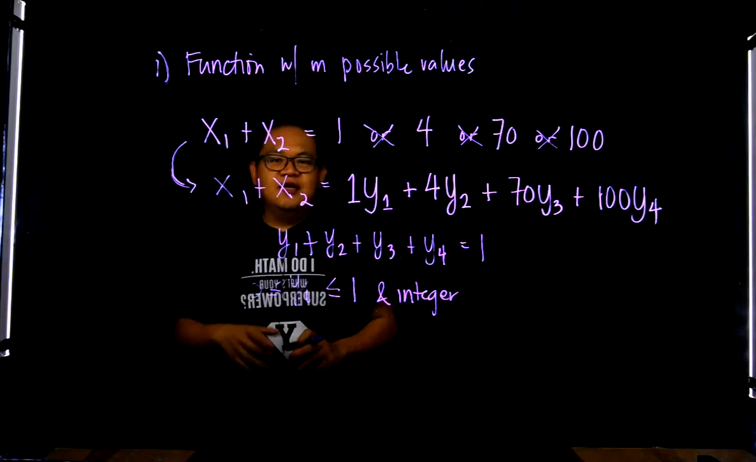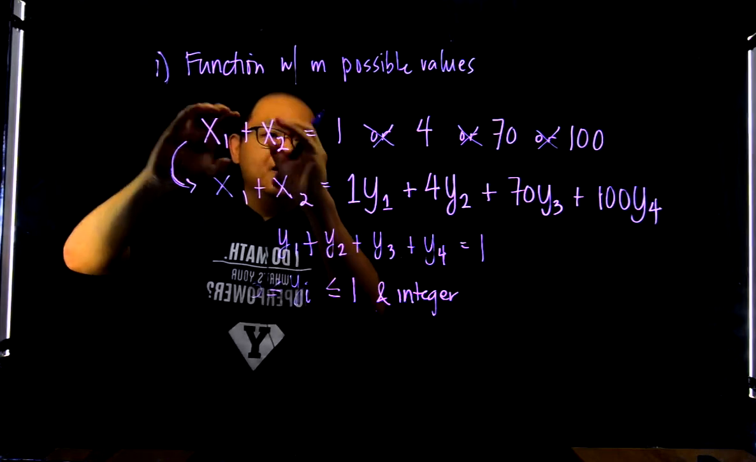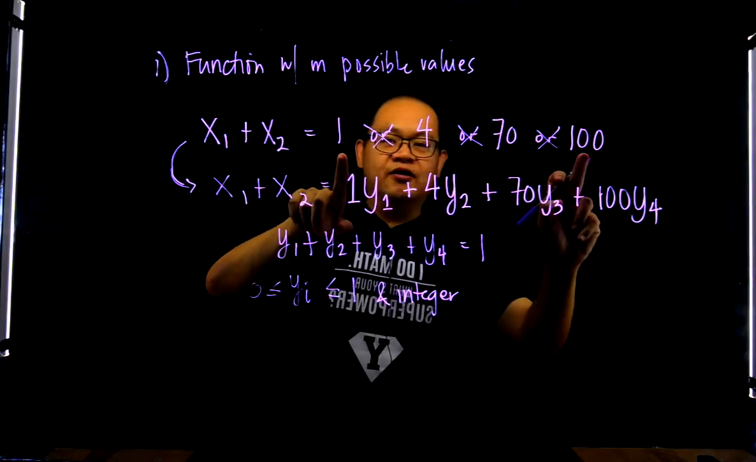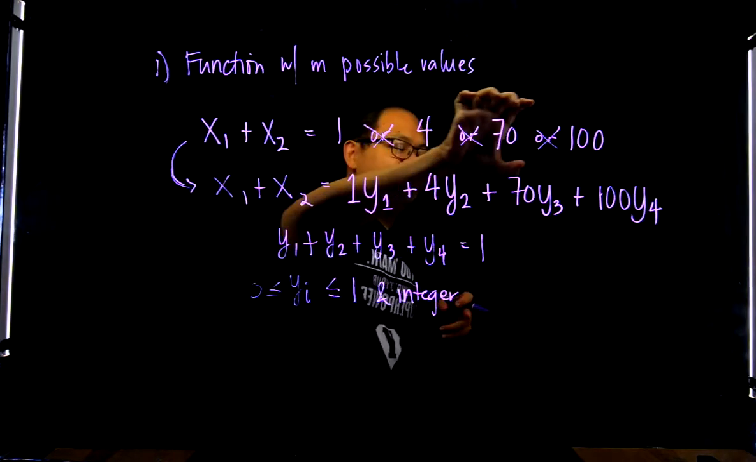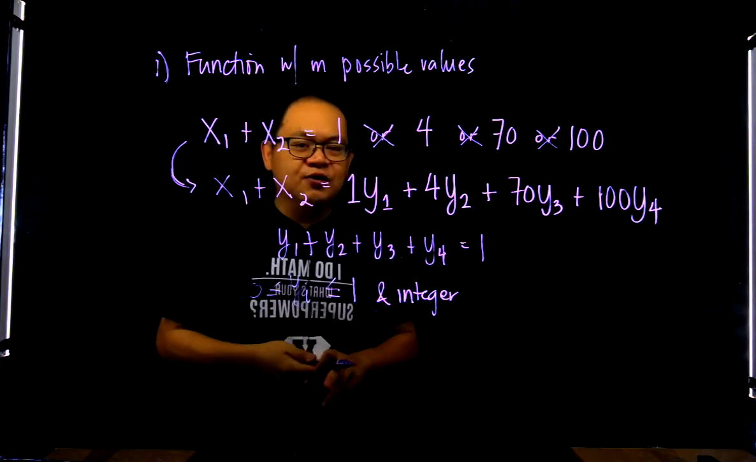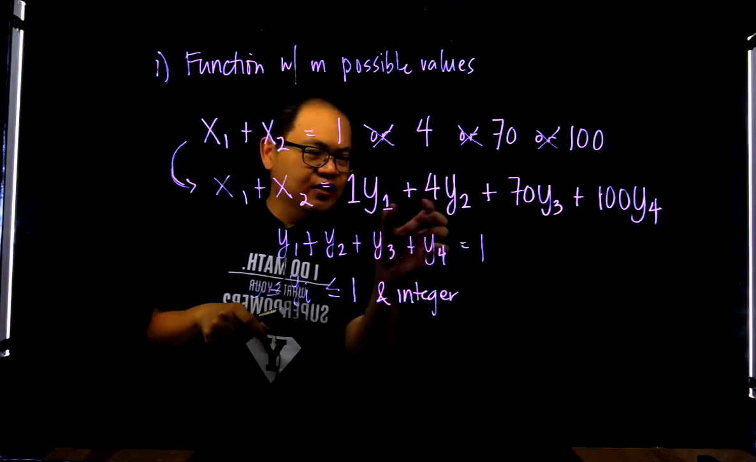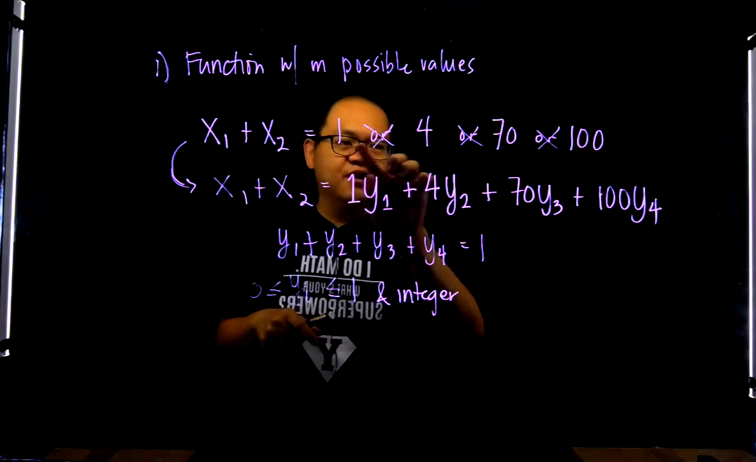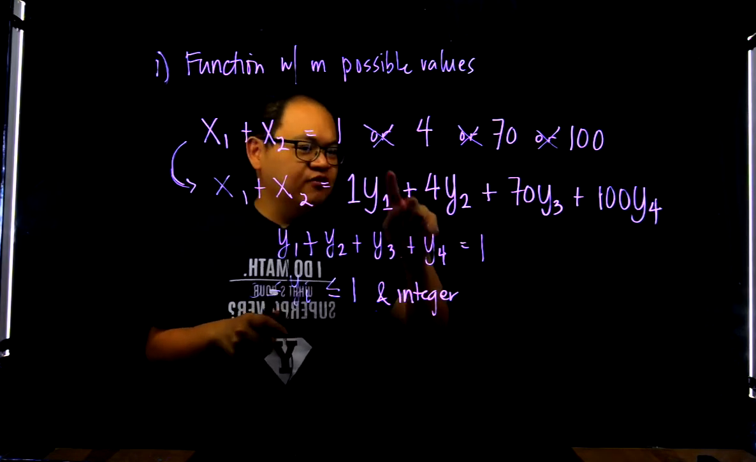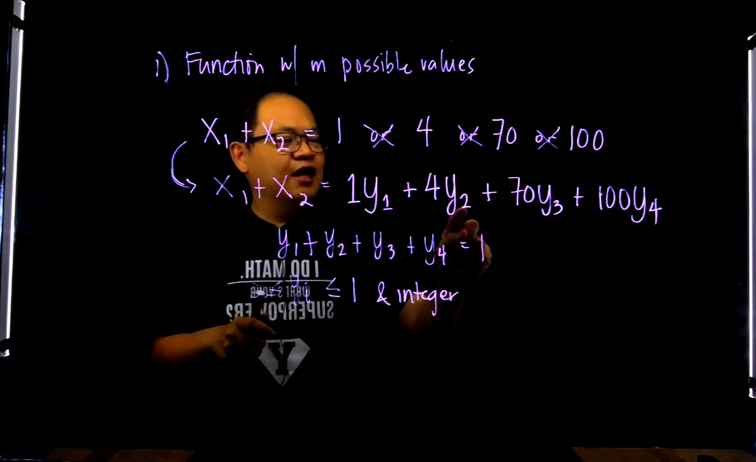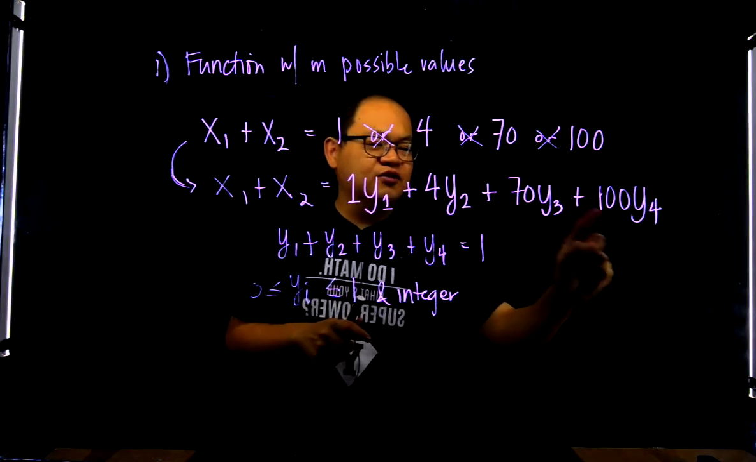Now, as you can see, the original constraint's idea is that this function x1 plus x2 can be equal to 1, 4, 70, or 100. So you have to look for a way to allow x1 plus x2 to be equal to 1, 4, 70, or 100. And how do we do this? We use the concept of switches. So the idea is you place one on-off switch for every possible value here. So you have y1, y2, y3, and y4. y1, if we were to define, is the switch for 1. y2 is the switch for 4, y3 is the switch for 70, and y4 is the switch for 100.